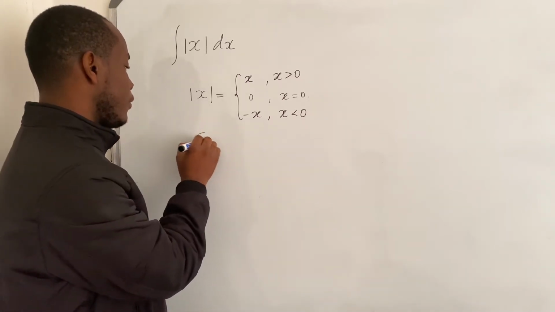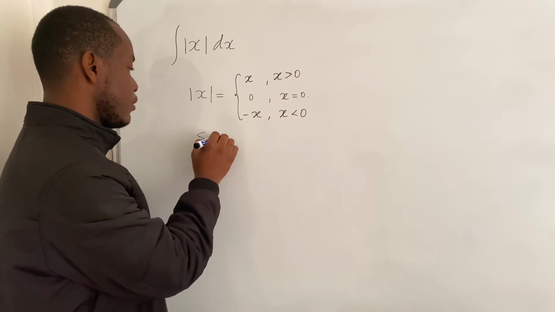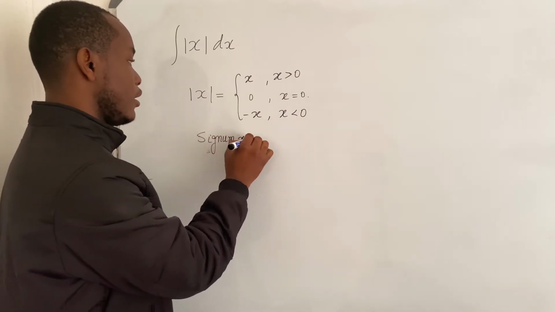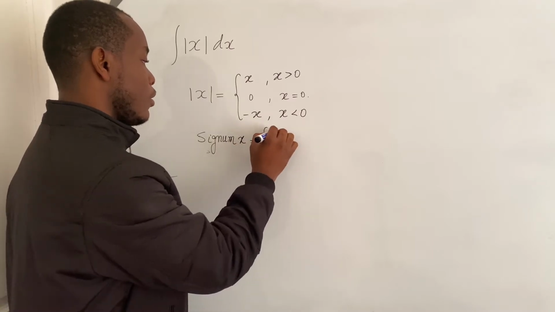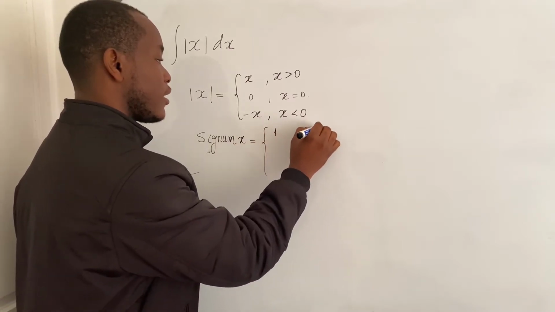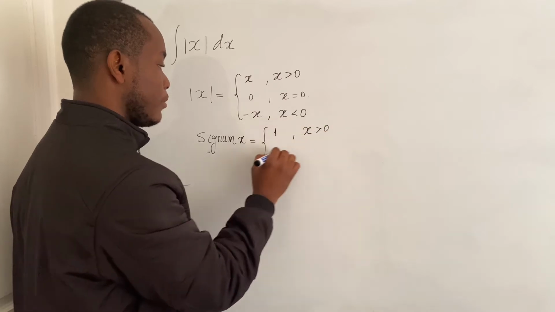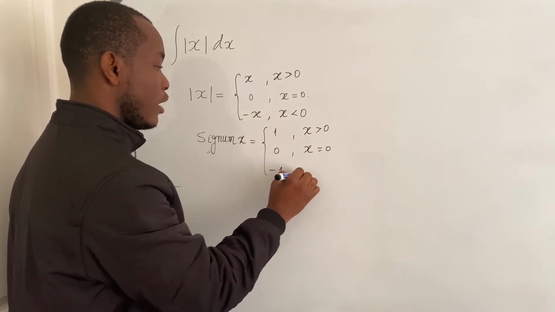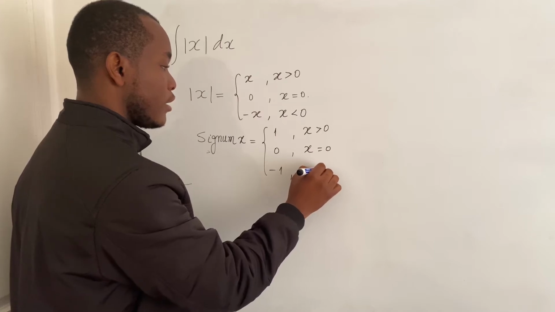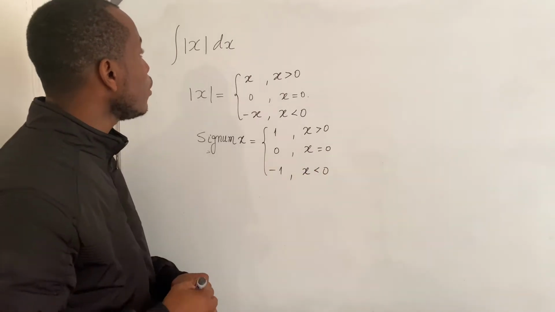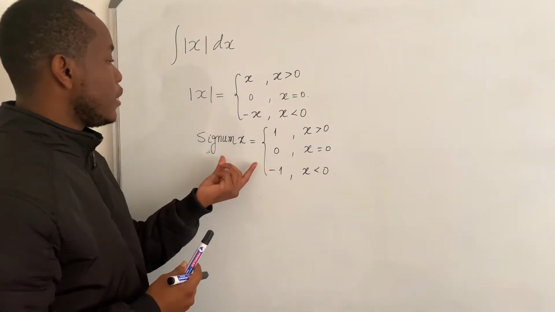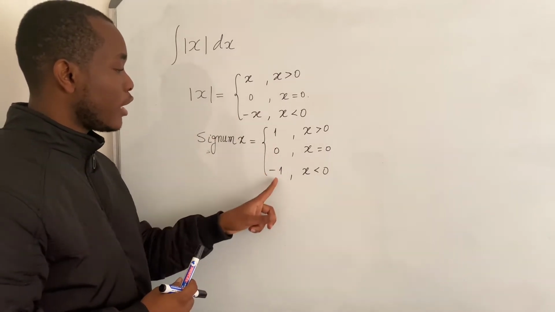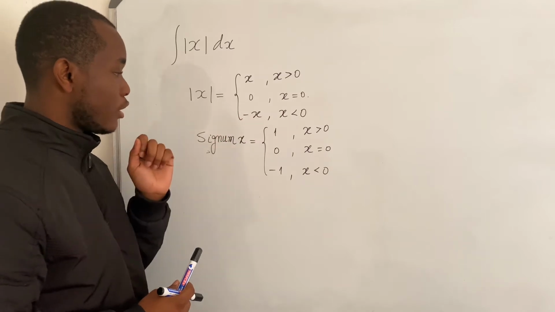Let's remember the signum function. This function, the signum function of x, is equal to 1 when x is greater than 0. It is 0 when x is 0, and it's negative 1 when x is less than 0. So if we check, this function is quite similar to this one. The difference is here we have 1 and negative 1, and here we have x.